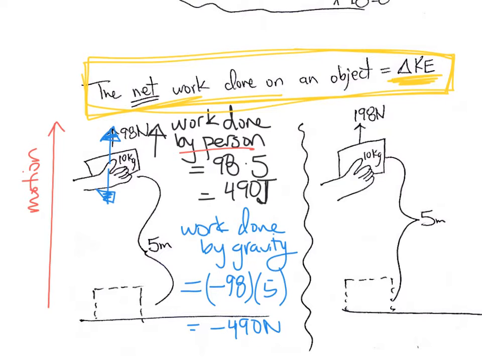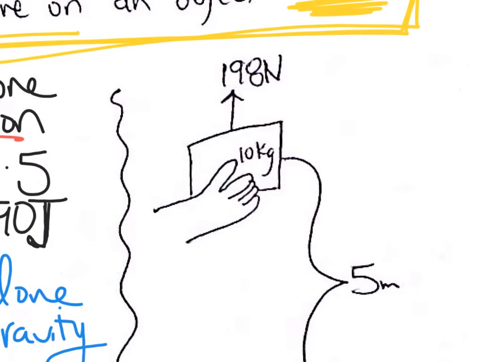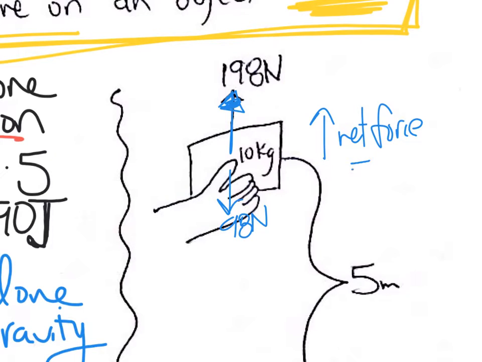So if we have this situation off to the right where a person is lifting an object, but they're lifting with a force that is greater than the weight, it will be speeding up. So let's take a look. We have a force upwards of 198 newtons. So that's just the person lifting. And the force downwards is 98 newtons. That's the weight. So we could say that the net force acting on the object in this case is 100 newtons.